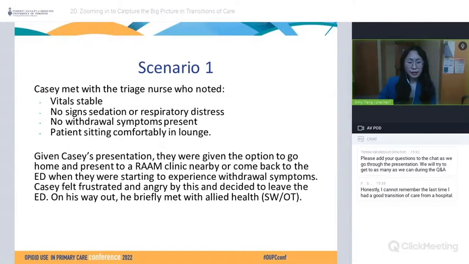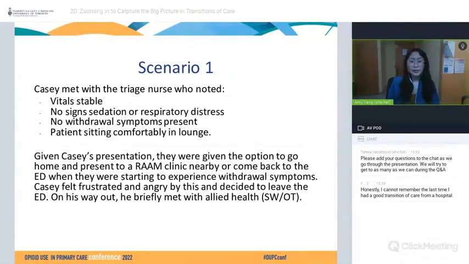The triage nurse noted the following. Casey's vitals were stable. There were no signs of sedation or respiratory distress. No withdrawal symptoms were present, and Casey was sitting very comfortably in the lounge. Given his presentation, he was given the option to go home and to present to a nearby RAM clinic or to come back to the Emerge when he was starting to experience withdrawal symptoms. Casey felt very frustrated and angry by this, and decided to leave the Emerge.